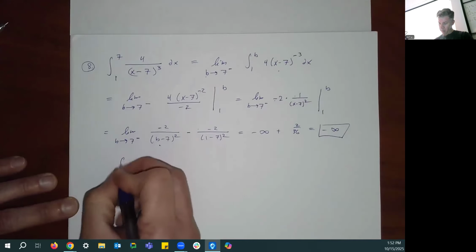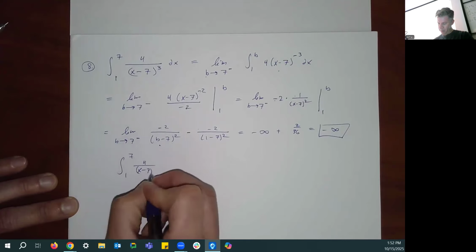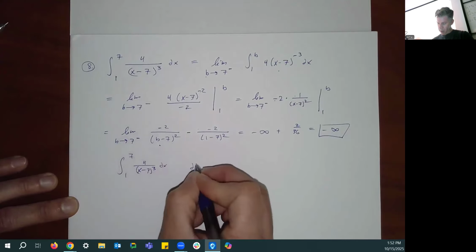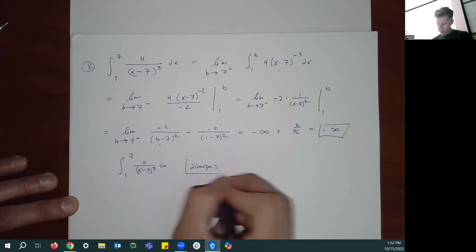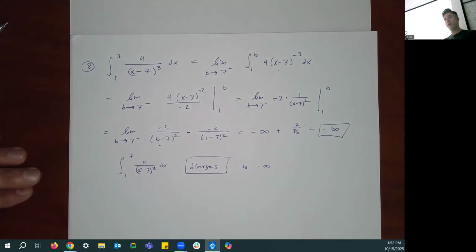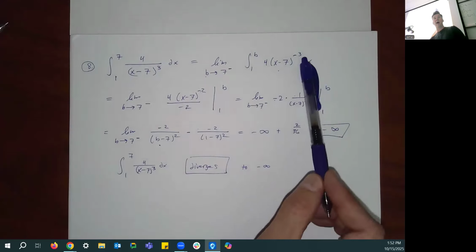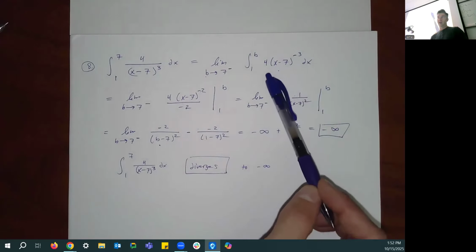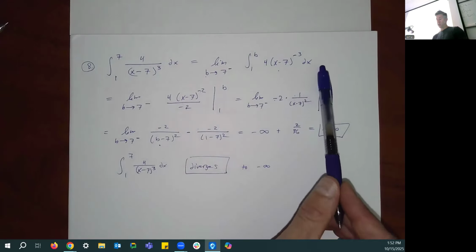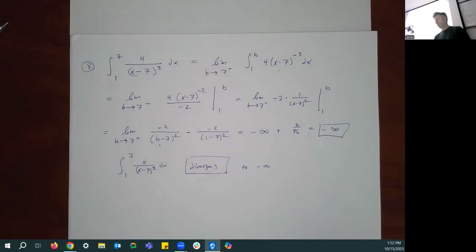So this integral from 1 to 7 of 4 over x minus 7 cubed diverges to negative infinity. Here we saw the thing I just said, where our problem was that we had a 0 to a negative power, right? When you plug in 7, 7 minus 7 is 0 to a negative power. And when you integrated, you were still getting 0 to a negative power, which is like dividing by 0. So, yeah. What else do I have here?